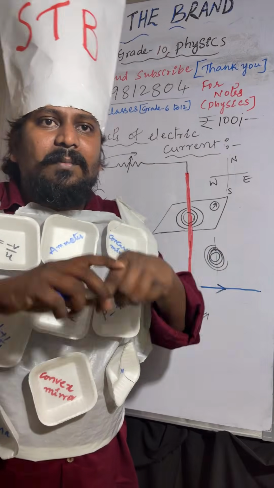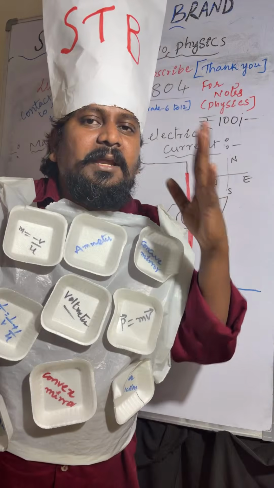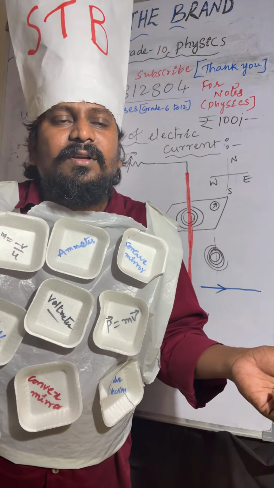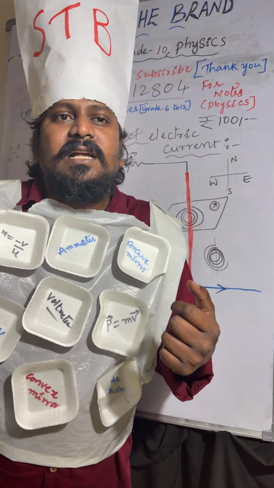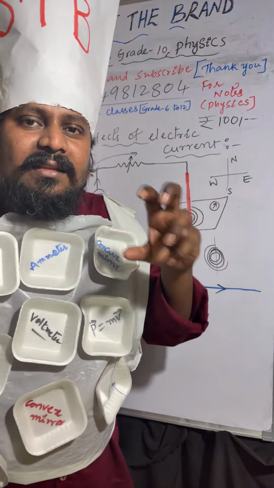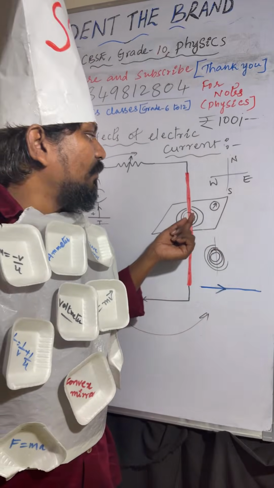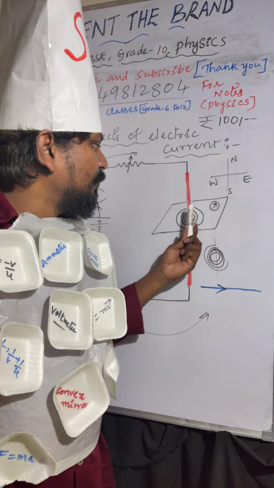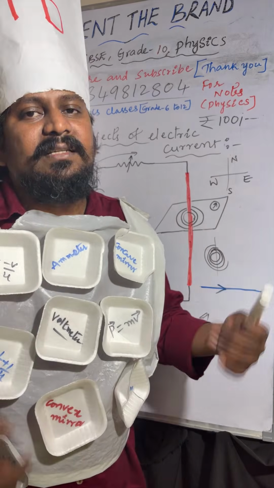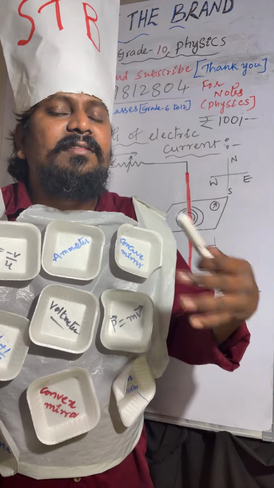One more important point to understand. Very, very important from the MCQ point of view, assertion and reason point of view. Even in question and answers, this question will come. Near the conductor, the magnetic field will be more. As you move away from the current carrying conductor, the magnetic field decreases. Automatically it decreases.